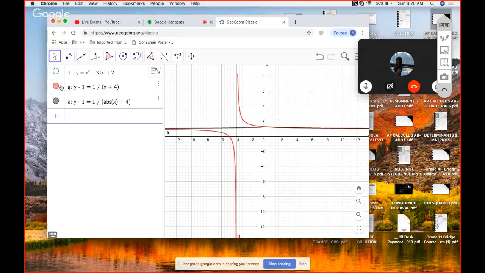Plus 4. So I'll just remove the previous one now. Understood.